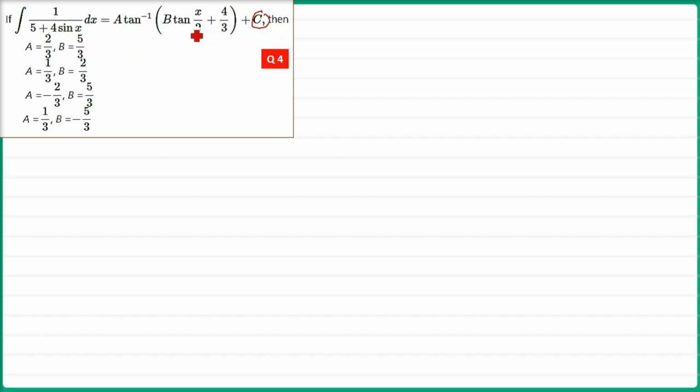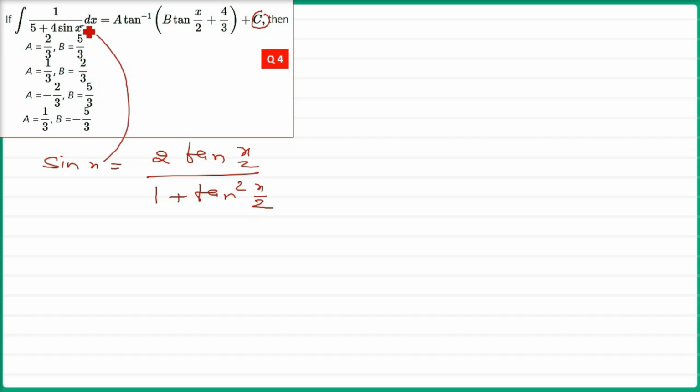So what are we going to do? Because on the right you can see it's tan, so we need to change the left so that tan x by 2 appears. Because we know that sin x is equal to 2 tan x by 2 divided by 1 plus tan square x by 2, and cos x is 1 minus tan square x by 2 by 1 plus tan square x by 2. So sin x can be replaced here. So the integration will be something like this.